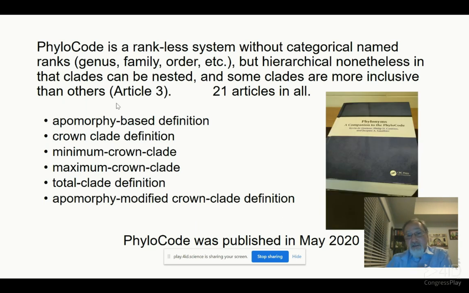And last, as I finish, this is the book of phylonyms that has all of the existing clade names for plants, animals, and fungi, and protists, and everything translated into PhyloCode nomenclature. And Alistair really has to be credited for doing the bulk of the protist translations into this book.